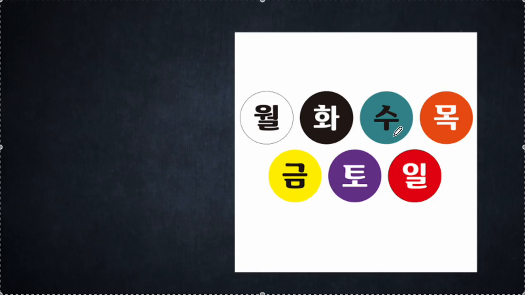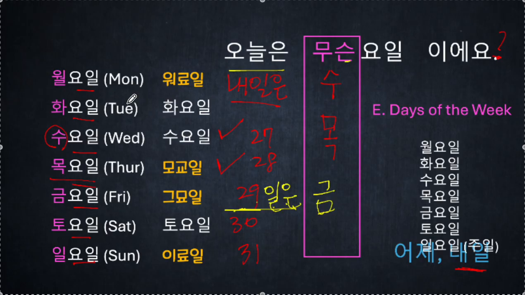월, 화, 수, 목, 금, 토, 일. Okay, this one too. 월요일. This is how you pronounce it, but I want you to look at this and say that. 월요일, 화요일, 수요일, 목요일, 금요일, 토요일, 일요일.